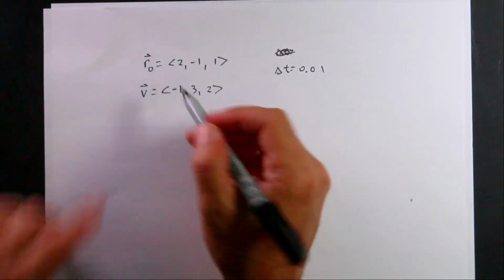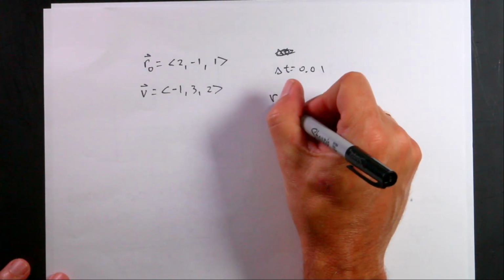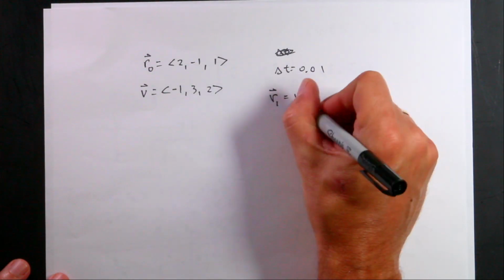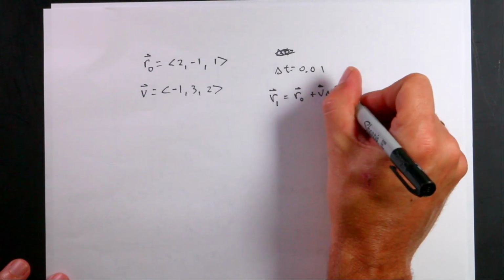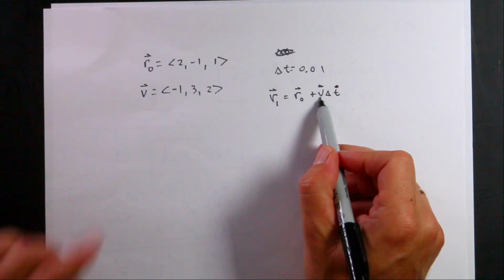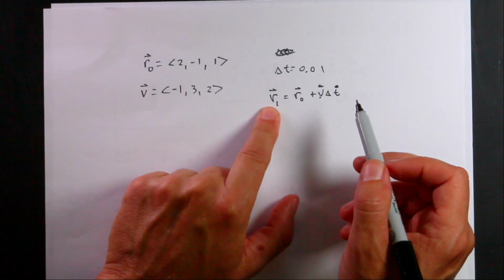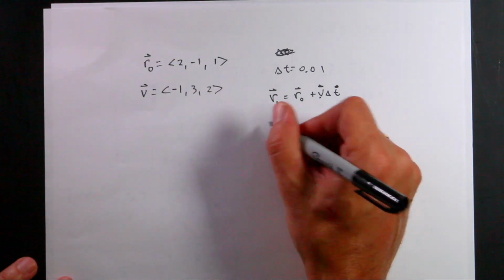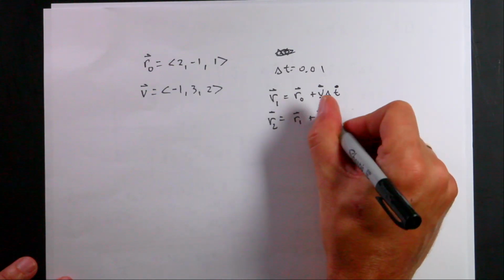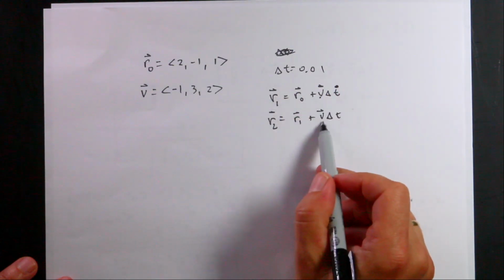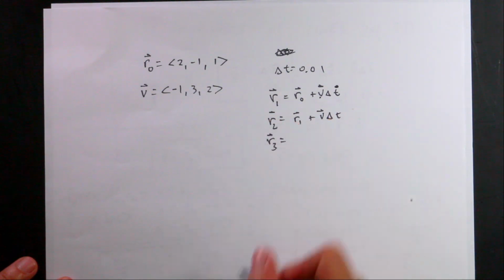And then if I start with R0, I can find the next point in space. Let's call it R1, which is equal to R0 plus v delta t. So I can multiply my velocity by that little time interval, add it to my old position, and find my new position. The next position, R2, would be R1 plus v delta t. I could do this, R3 equals, and so forth.